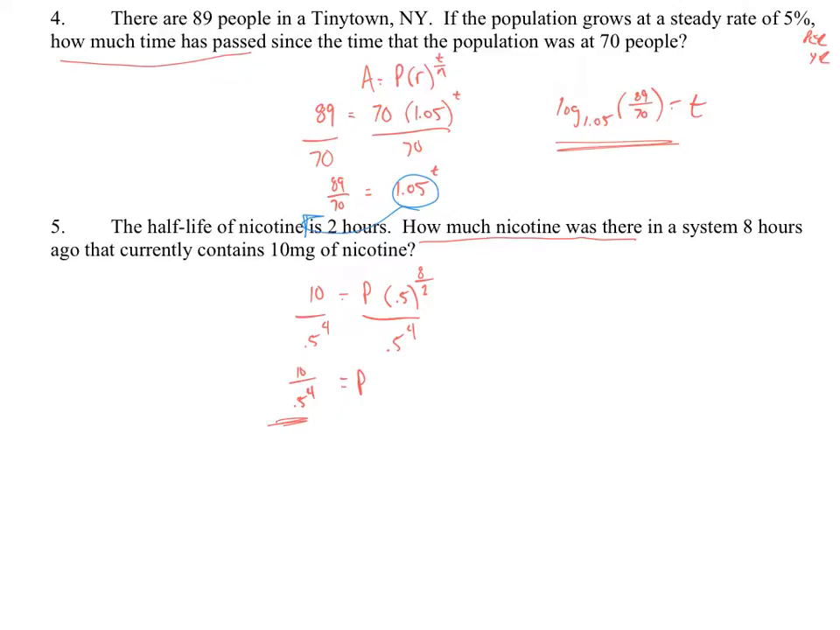So if you're solving for an exponent, you need a log. If you're solving for the principal amount, you don't. You just have to divide by your exponent, this term over here. All right? And that's it for 4 and 5. Lastly, I'm going to do a problem on the back.